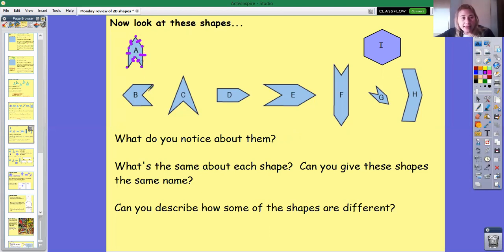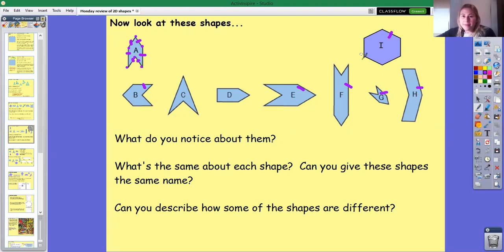So shape A is a hexagon. I can also see that shape B is a hexagon, and not shape C, not shape D. Shape E is a hexagon. Shape F, shape G, shape H. I could check it by counting each side. I'm sure you have, and shape I as well.